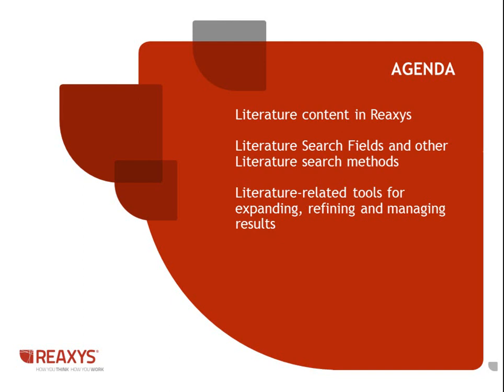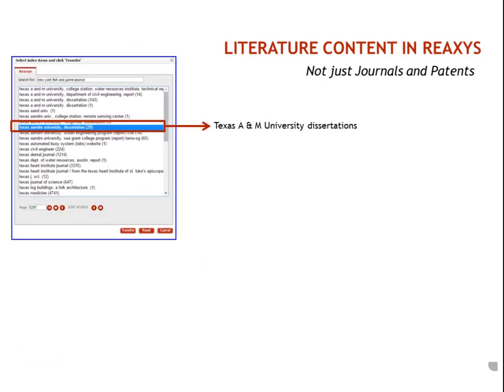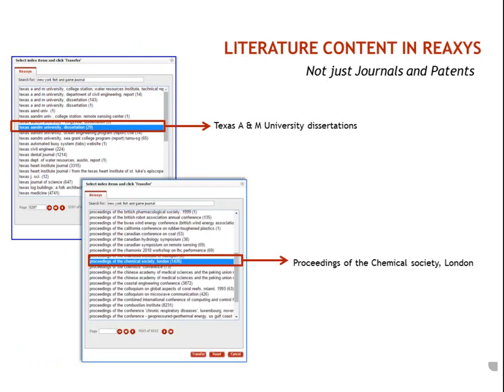If you were to peruse the journal title index in Reaxys, you may be surprised by what you'd find. There are over 6,000 pages worth of journals, as well as other things like some Texas A&M University dissertations, proceedings of the Chemical Society in London, and things like communications and theoretical physics.